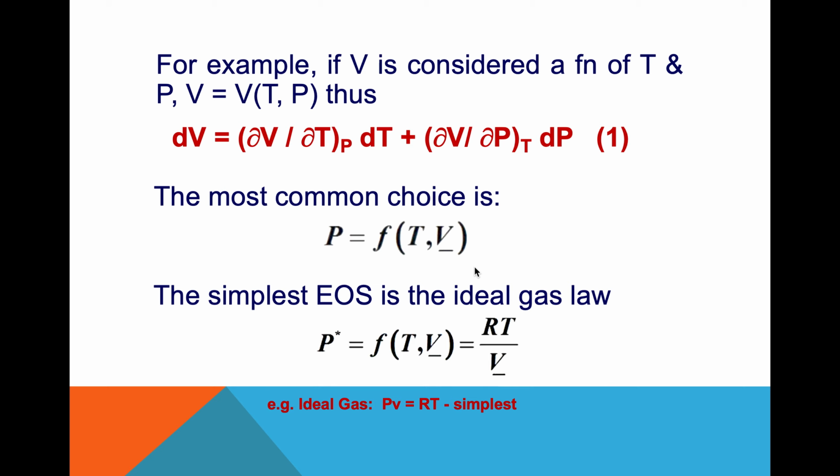whereby, if you look through, this is the form of the ideal gas law. Because we have T and V, the simplest equation of state is the ideal gas law, which we have learned previously in your thermodynamics. In this case, pressure as a function of T and V equals RT per V. That's why it is called the simplest, because it's just straightforward, right?